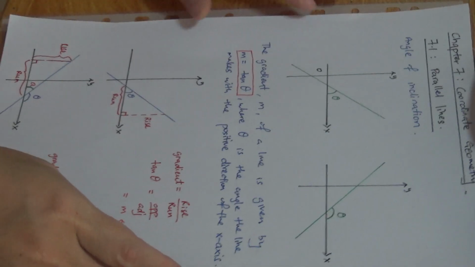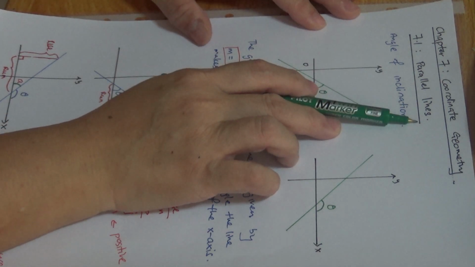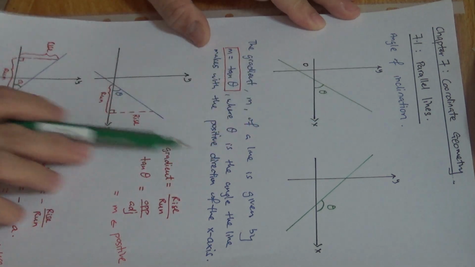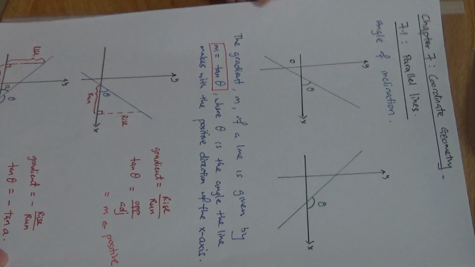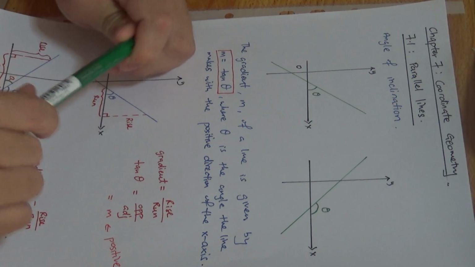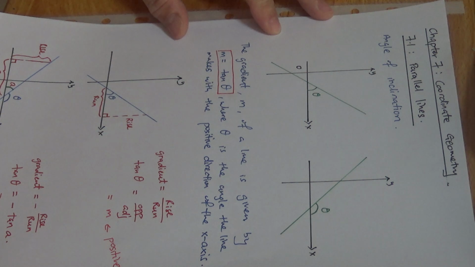Now class, I've already completed parallel lines. Make sure you read through angle of inclination again, and go through this part again. Now if you have questions, you can ask me on Google Meet when I see you the next time. And please make sure you do your homework before you look at the solutions in the video.